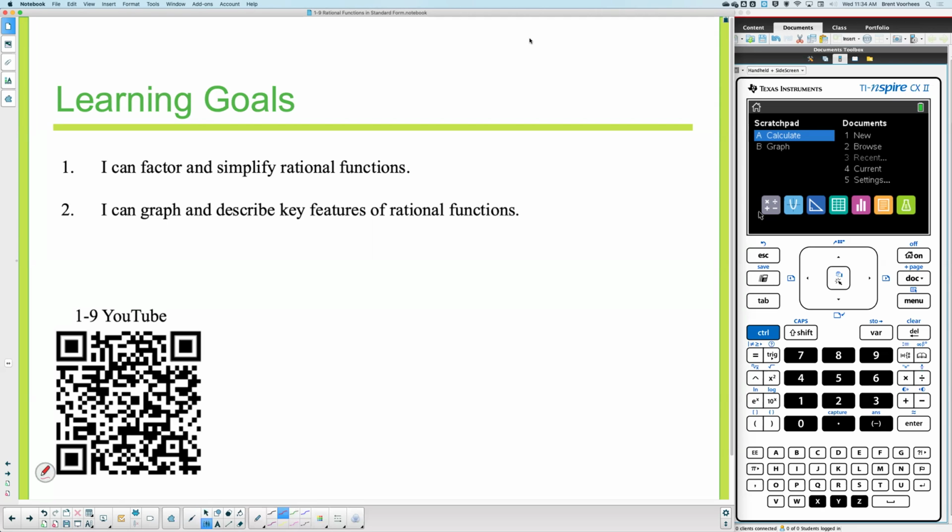This time, what's going to be different is we're going to do a little algebra to get to the point. But other than that, our focus is the same. We're going to try to simplify rational functions. We're going to graph and describe key features. All that's the same. Here's what's different today.